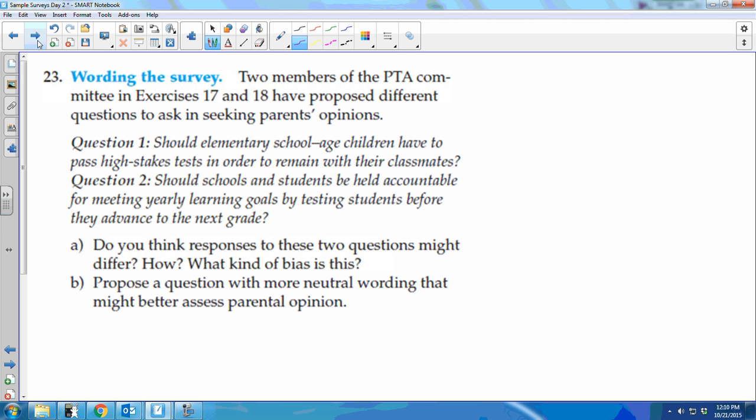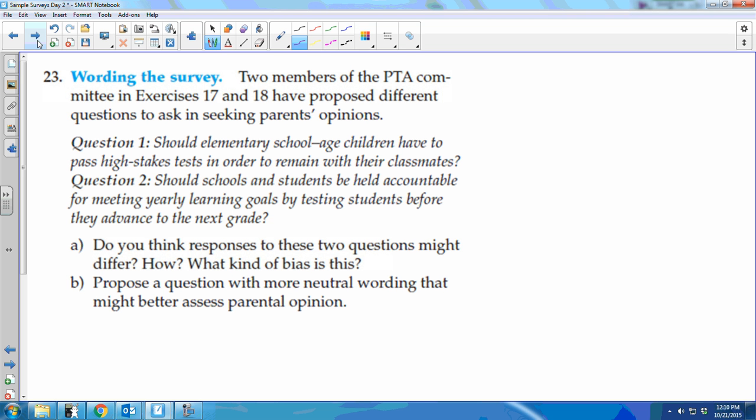How and what kind of bias is this? First of all, what kind of bias is going to be present? Response bias, because of the wording of the question. So let's talk about the question. Question 1. It says high stakes, so we've got educational jargon. Then it says, in order to remain with their classmates.